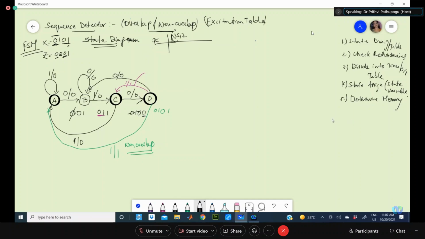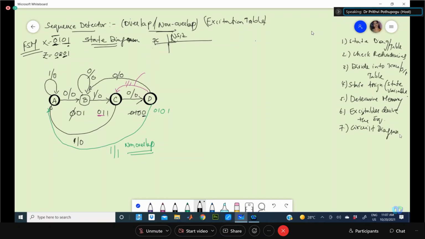Then use the excitation tables and derive the equations, minimized equations. Excitation tables, derive the equations. Then after that, you go for the circuit diagram.